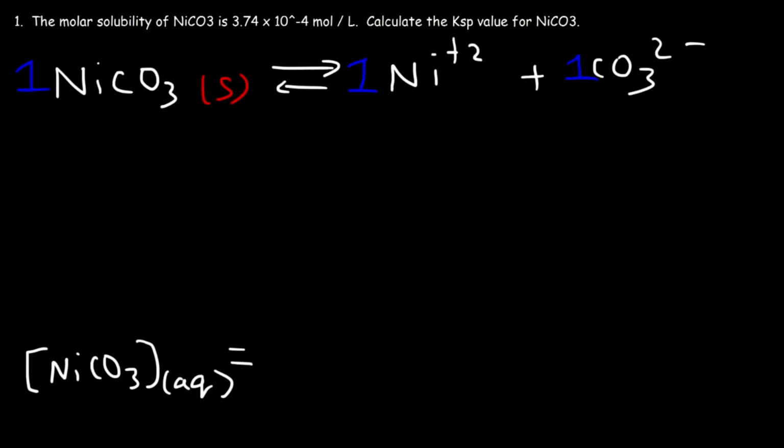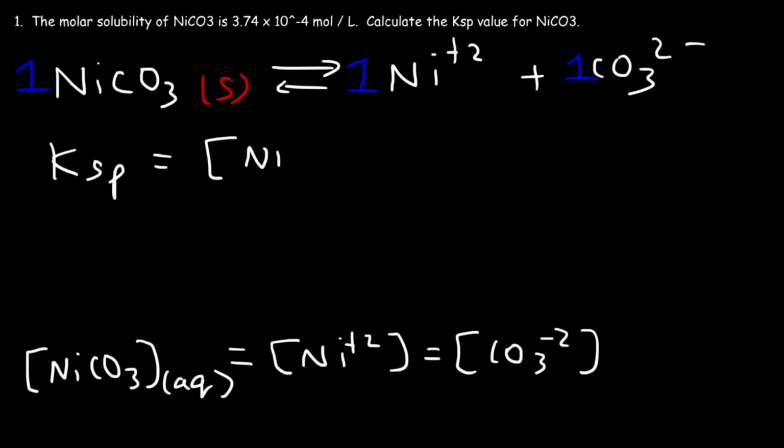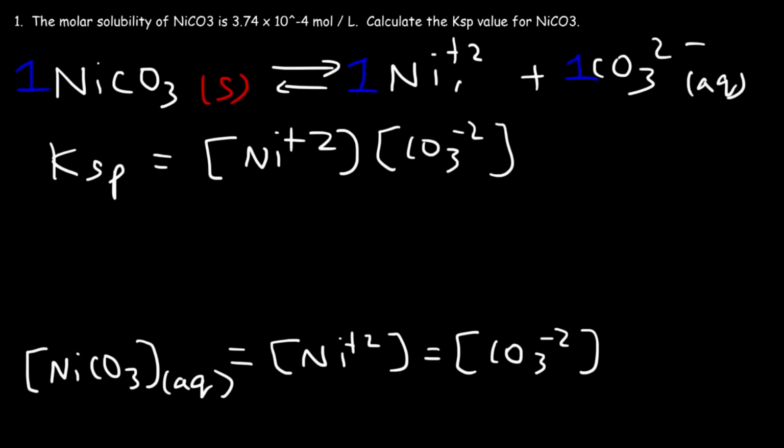Now because the molar ratio is 1 to 1, the concentration of nickel and carbonate is also equal to the molar solubility, which is basically that value. Now let's write the Ksp expression for this reaction. To write the equilibrium expression for any K value, it's equal to the products divided by the reactants. Now the products are nickel 2+ and carbonate. Both of these are in the aqueous phase, and the reactant is solid nickel carbonate.